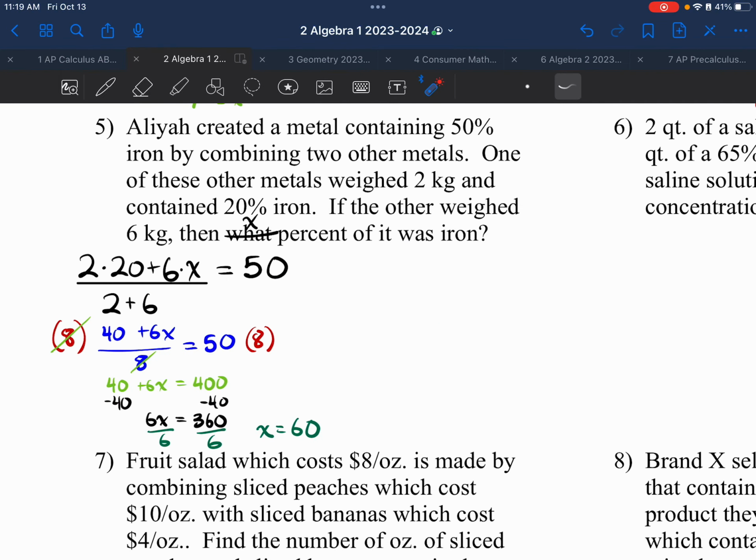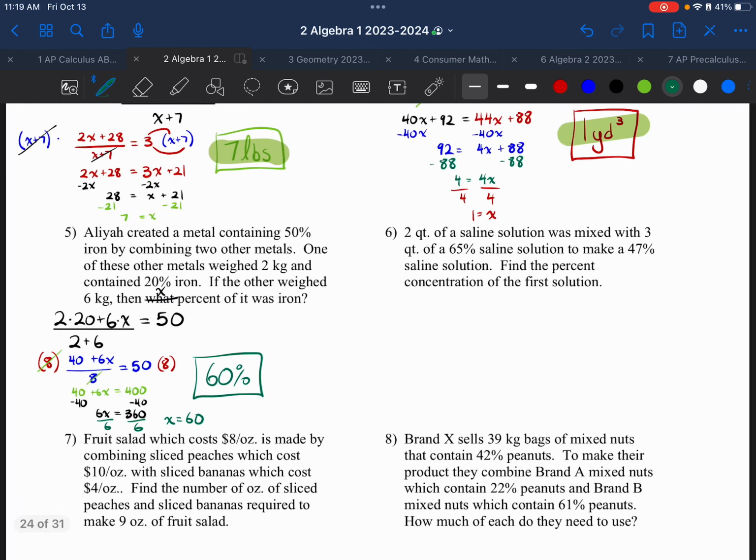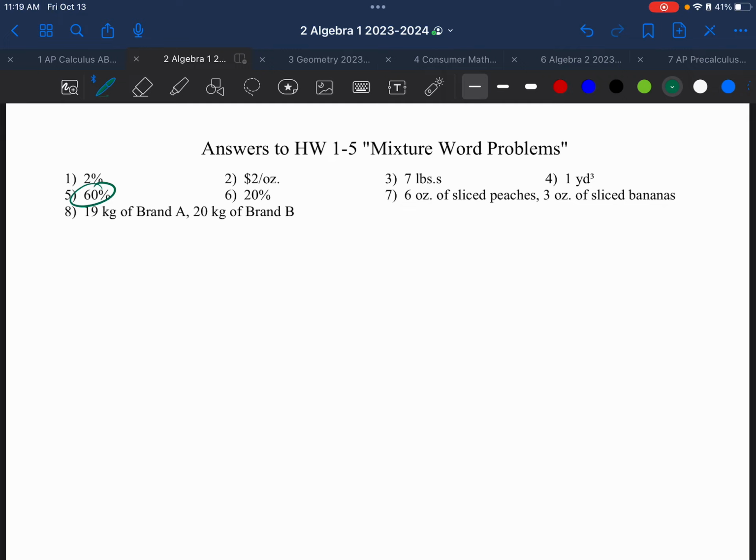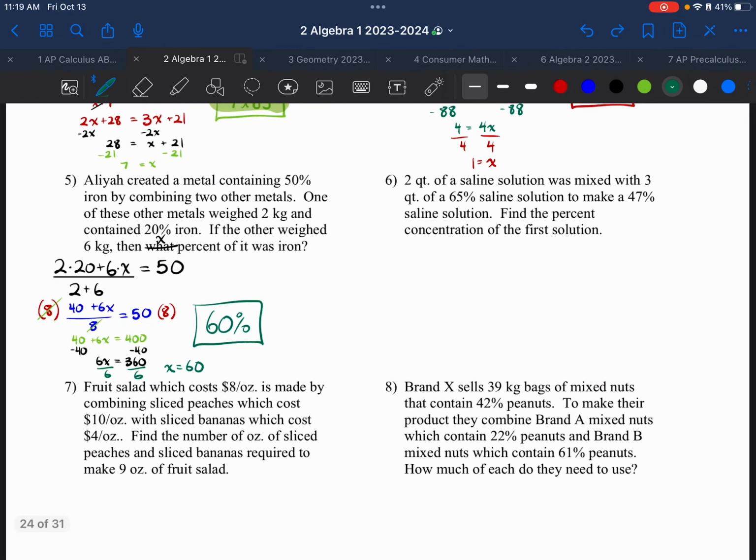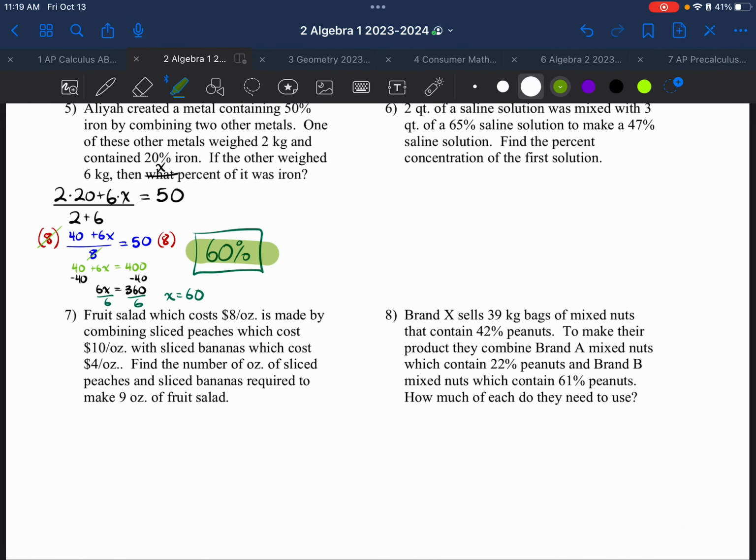Let's interpret the answer. What were we looking for? Was it an amount? Was it kilograms? No, it was a what percent. So this percent is going to come down here, and we're going to say 60% for our final answer, which we will then box. Checking our answers, 60% for number 5. Excellent. We can go ahead and highlight that one in green.